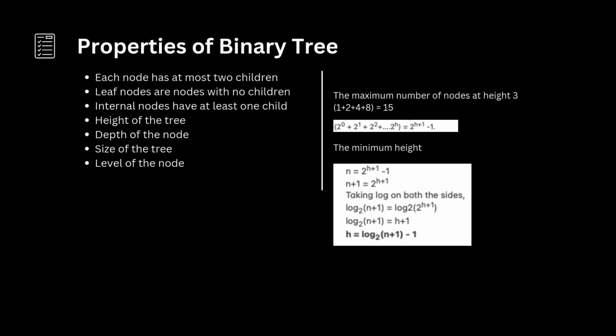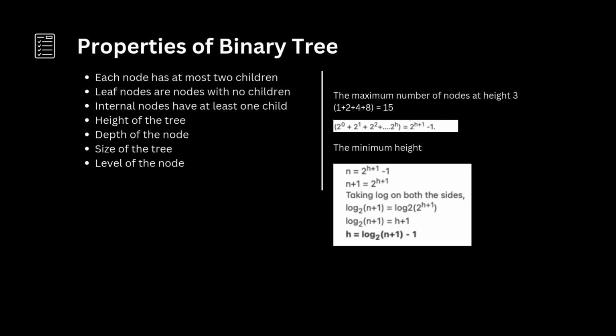Now take minus 1 to the left side, it will become n plus 1 is equal to 2^(h+1). Taking log on both sides, it will become log2(n+1) is equal to log2 of 2^(h+1). Log2 2 is common on both sides, so it will become log2(n+1) is equal to h plus 1. So height is equal to log2(n+1) minus 1.